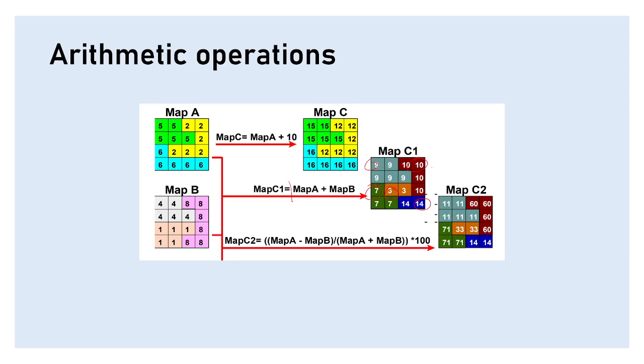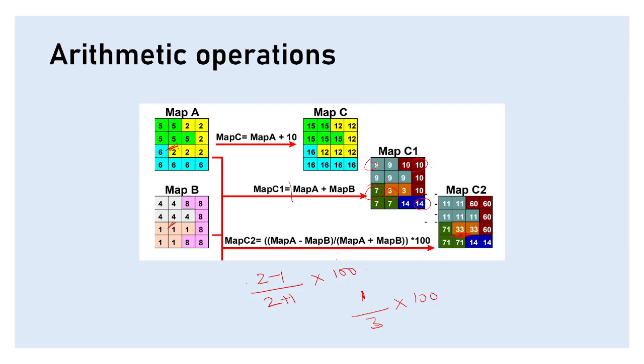Then in map C2, it's a little more complicated, not as direct, but again you are only using arithmetic operations. It is map A minus map B, divided by map A plus map B, multiplied by 100. We can use one simple cell and see. Take this cell from here and this cell from here: 2 minus 1 divided by 2 plus 1, into 100. So 2 minus 1 is 1, 2 plus 1 is 3, 1 by 3 into 100. 100 by 3 is about 33.3, so the value is 33.